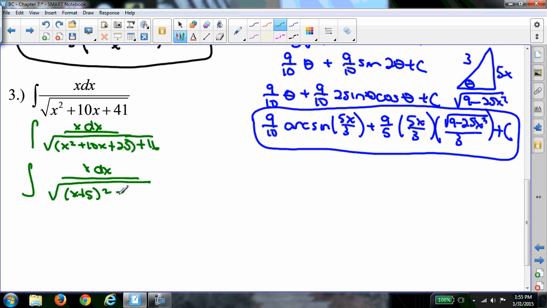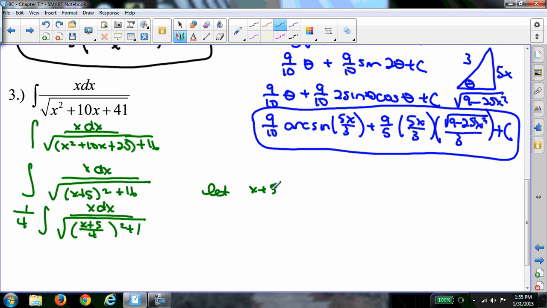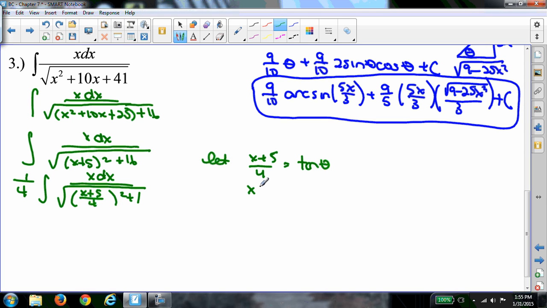squared plus 16. And then factoring out the 16, 1/4 x dx over the square root of x plus 5 over 4 squared plus 1. So we're going to let x plus 5 over 4 equal tangent theta this time. Because 1 plus tangent squared is secant squared theta. So that means x equals 4 tangent theta minus 5, which means in place of dx, we're going to replace it with 4 secant squared theta d theta.